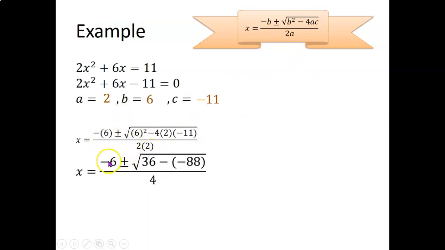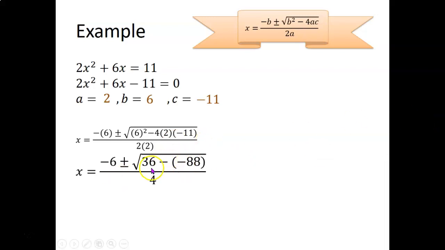So minus 6, that's just a negative 6. So when b itself is positive, the minus b is negative. 6 squared is 36. And careful here, we're going to be minusing a negative. 4 times 2 is 8 times negative 11 is negative 88, but then we are subtracting a negative, which would be the same as adding a positive 88.